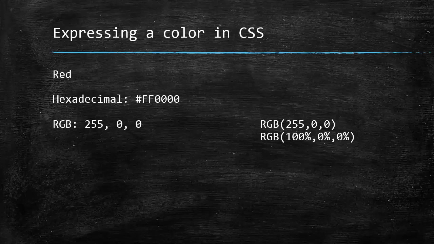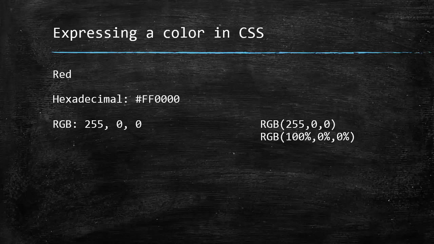You just need to remember to put it in. And the third way we can represent red, this red, is with RGB 255,0,0. And over the right-hand side, you can see how that would actually be written in a CSS document: RGB open brackets 255,0,0 close brackets.